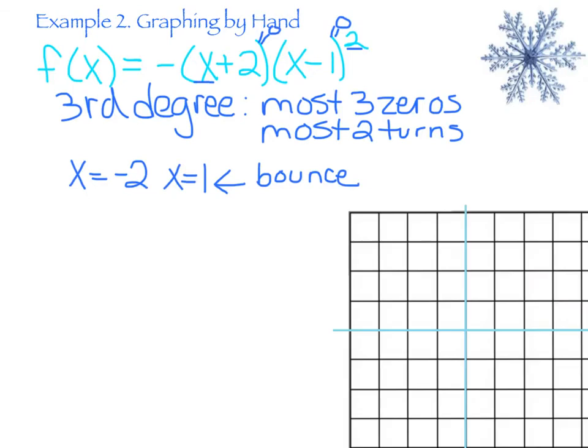So I'm going to go ahead and start graphing this over here. I'm going to put a 0 at -2. I'm going to put 1 at x equals 1. And I know there's going to be a bounce there, so I just have to keep that in mind.